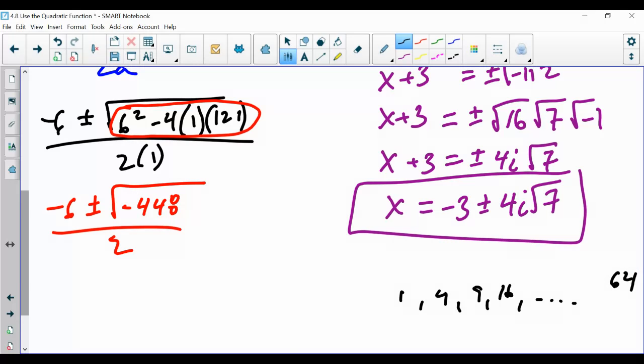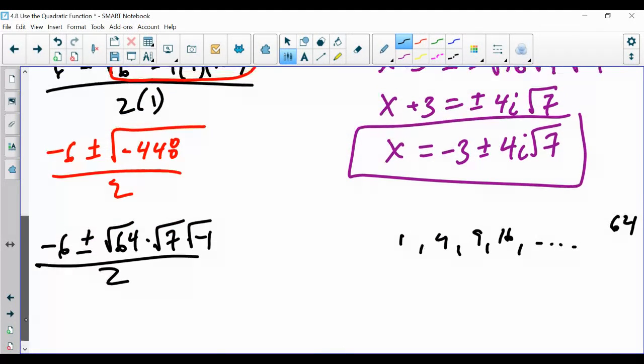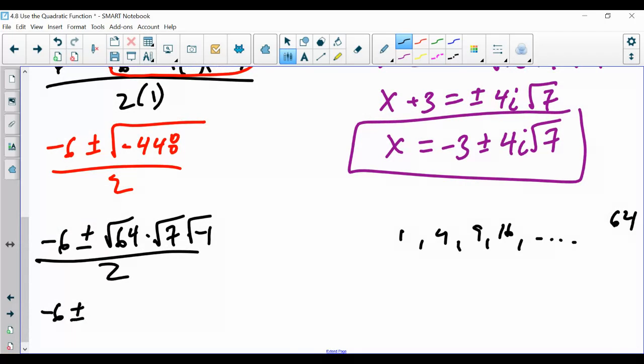You can get this by doing 448 divided by a number, then 448 divided by the next number. You're looking for when it comes out nicely. So you get negative 6 plus or minus, and 64 is the biggest root that evenly divides 448. 64 times 7 is 448. Remember, because it's negative, we're also going to peel out this square root of negative 1, and this is all going to be over 2. The square root of 64 is going to be 8, and the square root of negative 1 is i. So we're going to have 8i root 7 over 2.